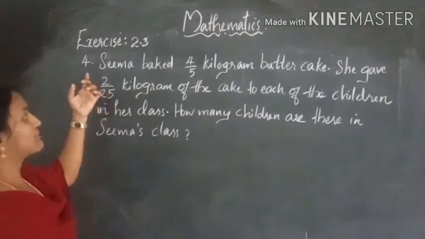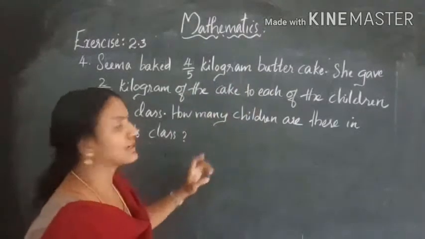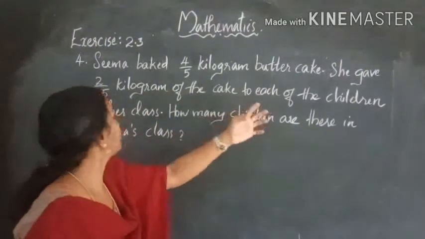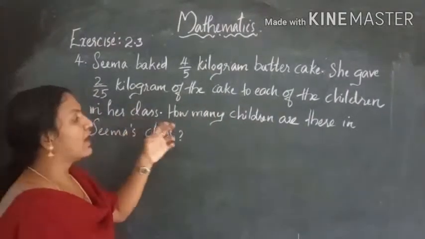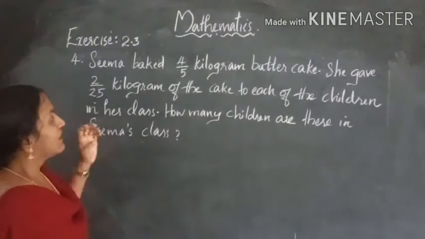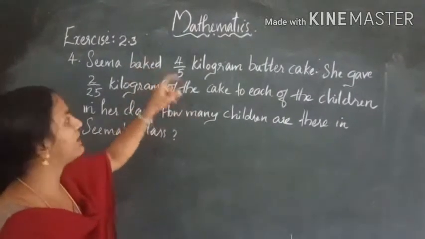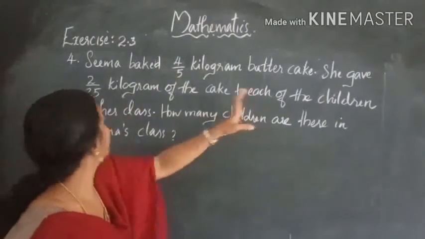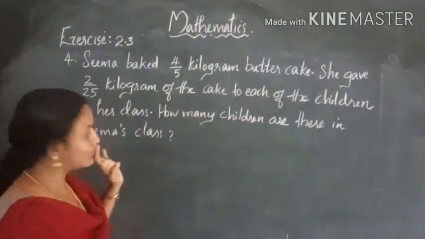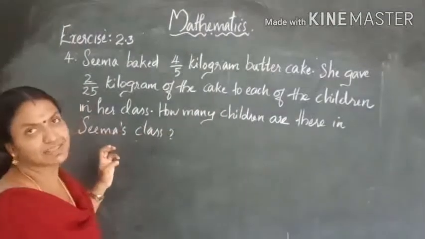Then let's go to question number 4. Seema made 4 by 5 kilogram butter cake. She gave 2 by 25 kilogram of the cake to each of the children in her class. How many children are there in Seema's class? Given the quantity of cake, Seema baked 4 by 5 kilogram. Then she gave 2 by 25 kilogram to each of the children. We have to find out the number of children in Seema's class.